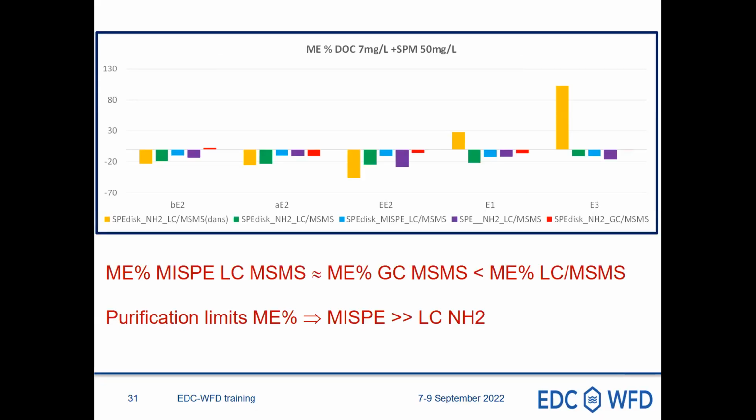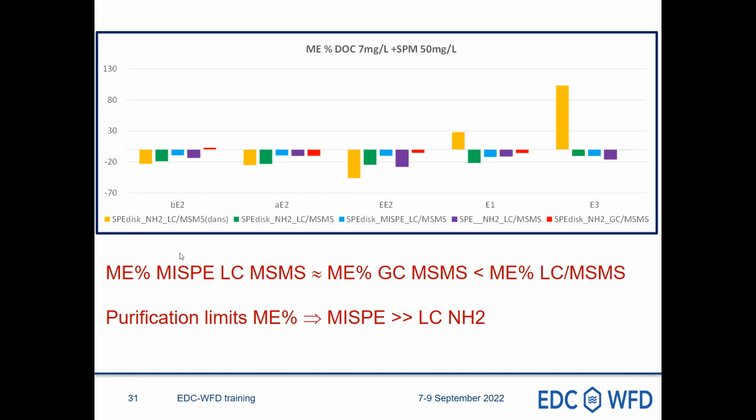Matrix effects. Just a picture to show you. Here it is a representation of the matrix effects we have observed in the more complex matrix we have in the project. This is a common one. So DOC with 7 milligram per liter and SPM 50 milligram per liter, and you have a color code. It will be the same for all the presentation. So for each method that has been validated by each partner, you see here something very interesting.